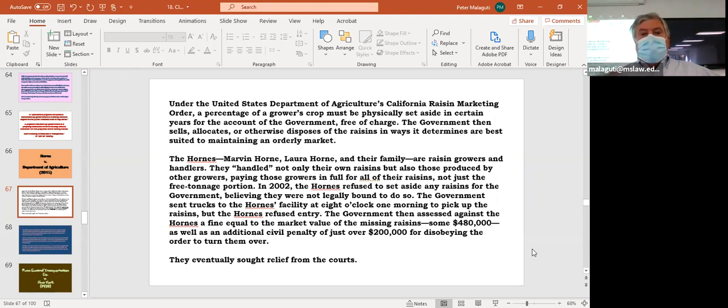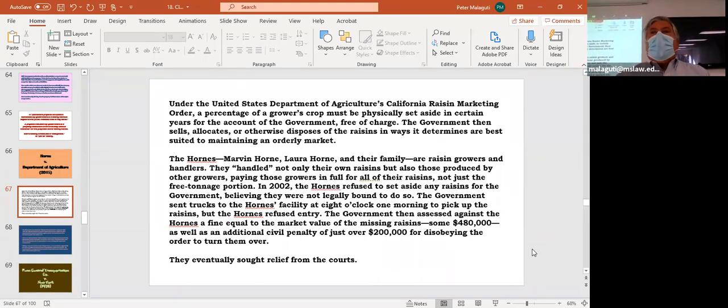So the government then assesses them the value of the raisins, $480,000, plus a civil fine of $200,000 for disobeying the order to turn them over. They went to the courts. They get up to the United States Supreme Court. This is clearly a physical occupation of the raisins, is it not? So it looks like it follows Loretto pretty straight. So what does the USDA say?